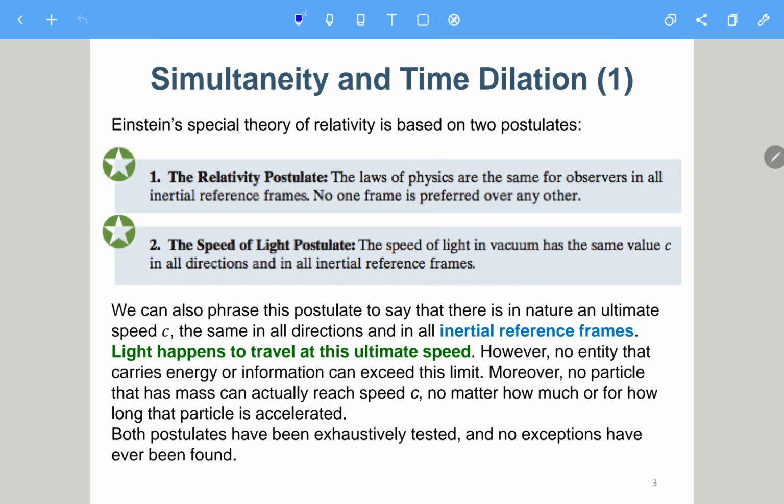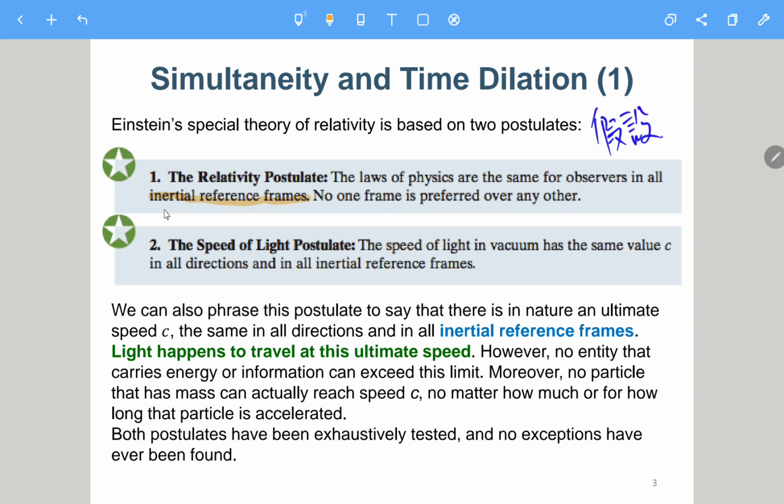Okay, so first we will talk about the two postulates for the special theory of relativity. Postulate means 假设, 或者是假说. So the first one is the relativity postulate. It says the laws of physics are the same for observers in all inertial reference frames. So inertia is very important here. No one frame is preferred over any other.